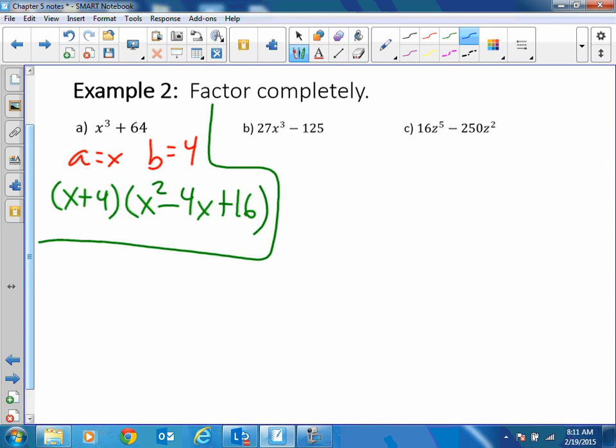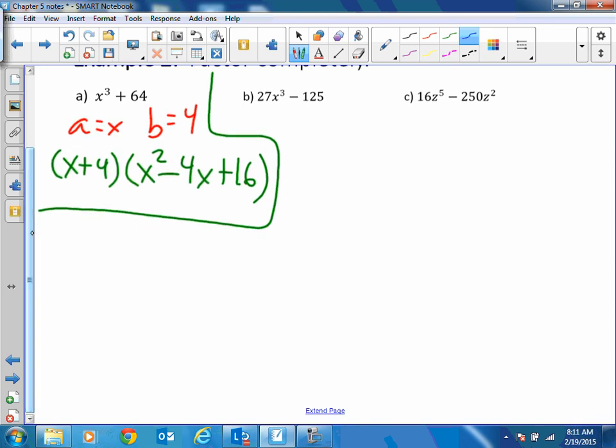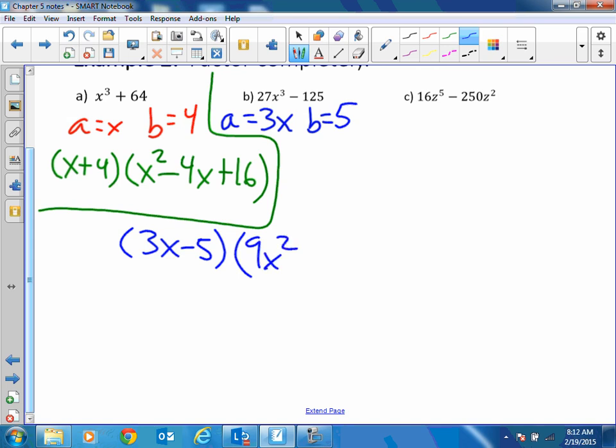Give myself some room. We'll go down here and do b. Again, the first thing, the cube root of 27, well, what multiplies by itself 3 times to get 27? 3. And the cube root of x cubed is x, so a would be 3x, and b would be the cube root of 125, which is 5. 5 times 5 times 5 is 125. So then, first sign is always the same, so a minus b, or 3x minus 5, okay? Then a squared, the a term is 3x, that'd be 9x squared. And then opposite, so plus. And then we do a times b, 3x times 5 is 15x. And then we do b squared, which is 5 squared, which is 25. And that would be completely factored.